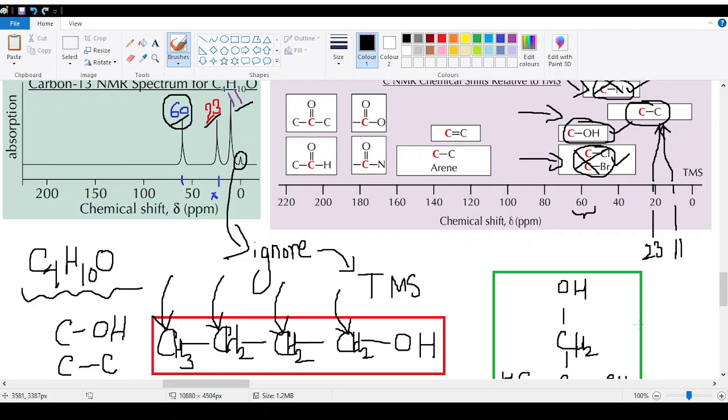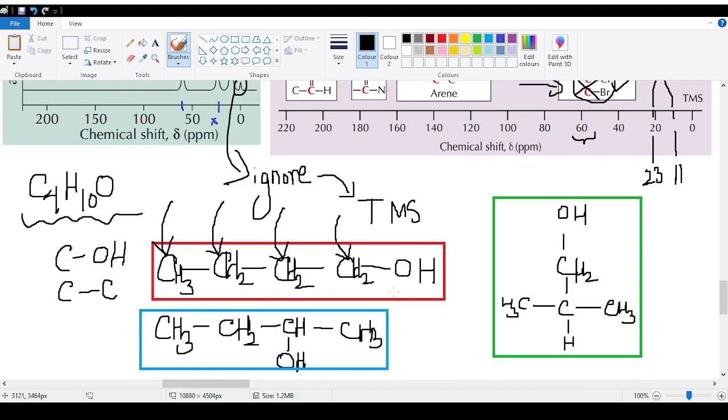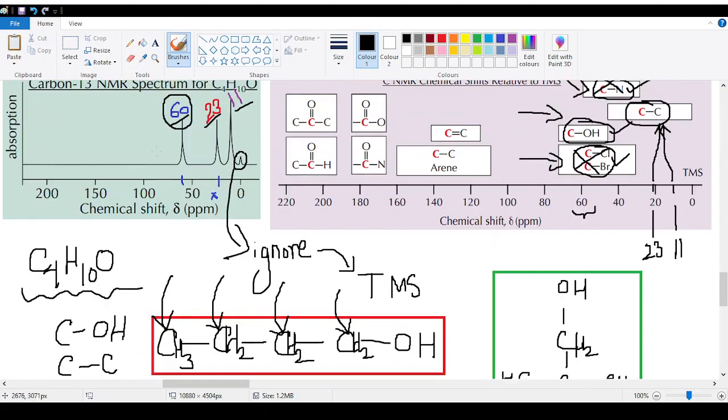I guess it's not possible because there's 4 different carbon environments, but we got only 3 different peaks. This compound has 4 different carbon atoms with 4 different environments. So if this was actually the compound, then we would have gotten one more peak extra, but we didn't get that. So that means this one is not correct.